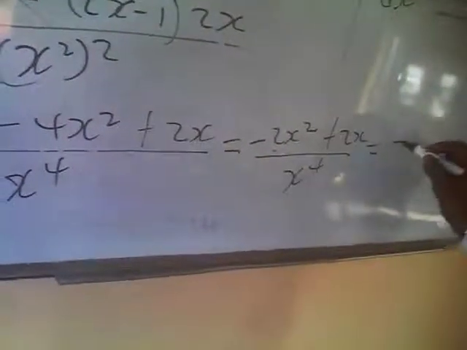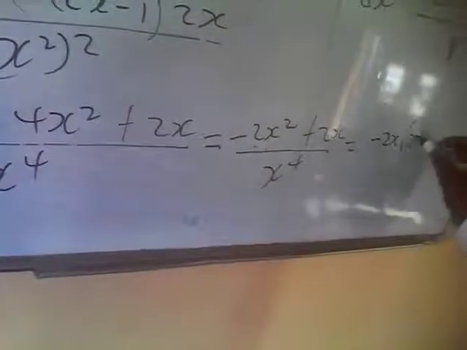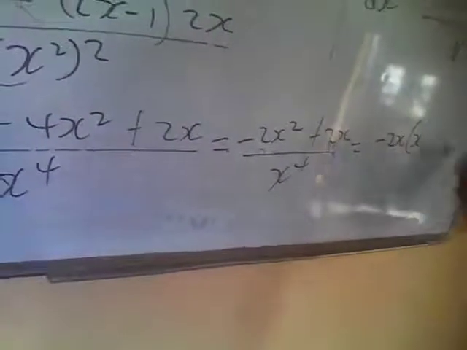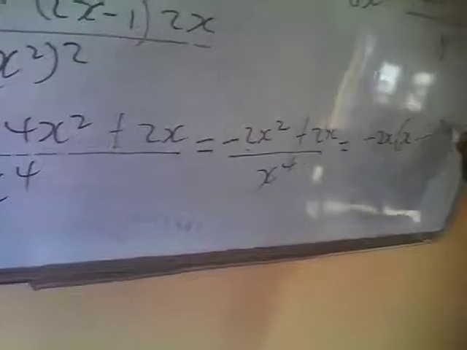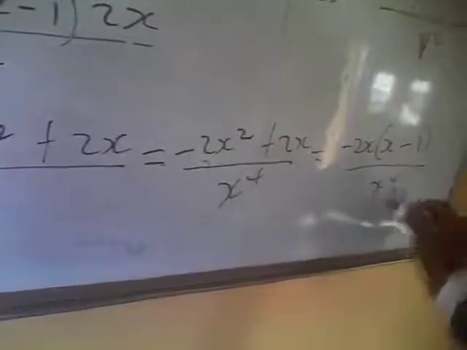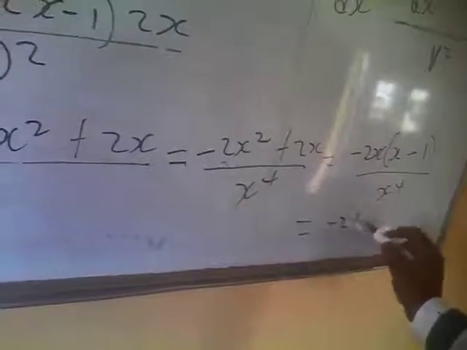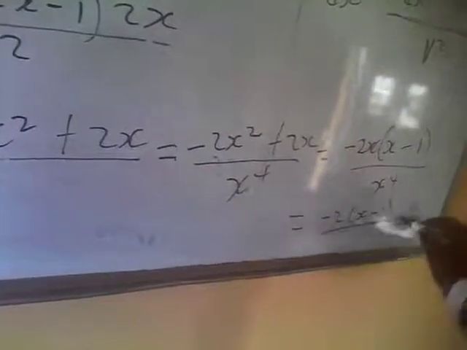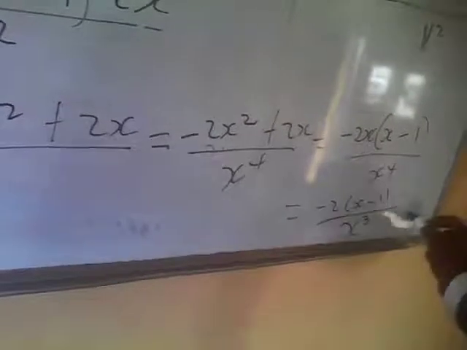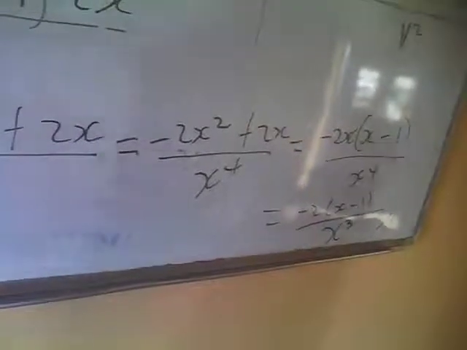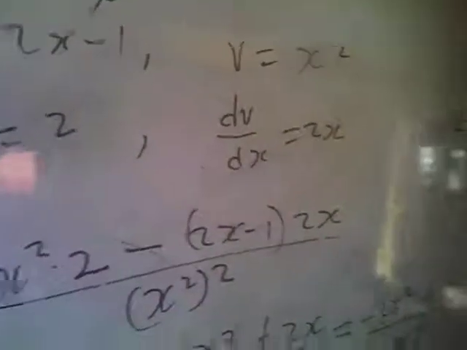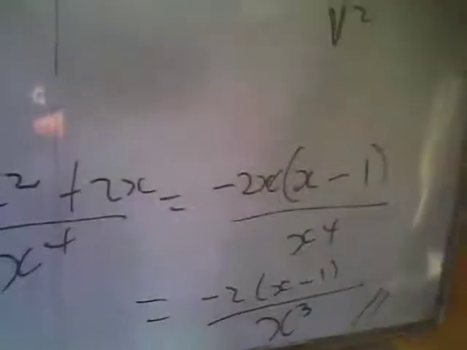Now x is common, we can bring x out, so we have minus 2x into x minus 1 all over x to the power 4. So our final answer, after cancelling, is minus 2 into x minus 1 all over x cubed. So that is the derivative of this quotient function. So we have minus 2 into x minus 1 over x cubed. That's our final answer.